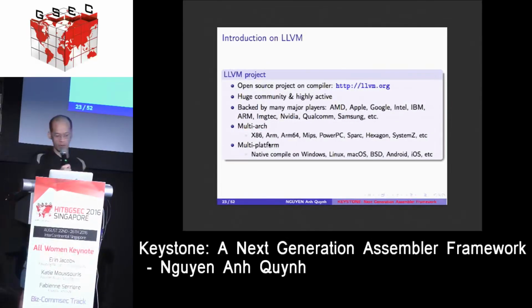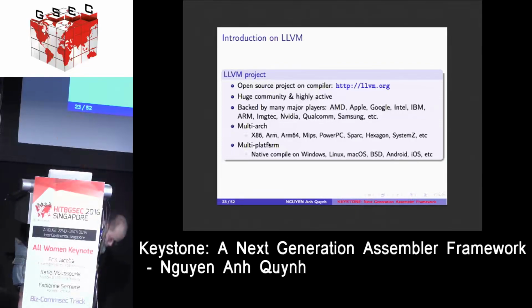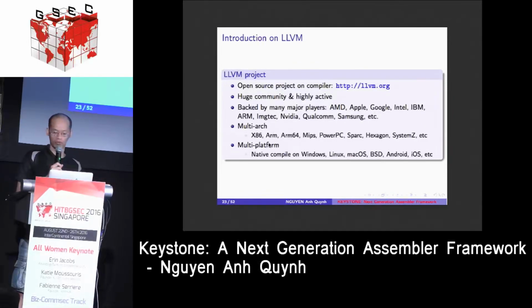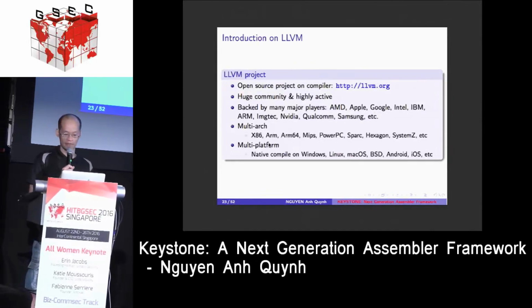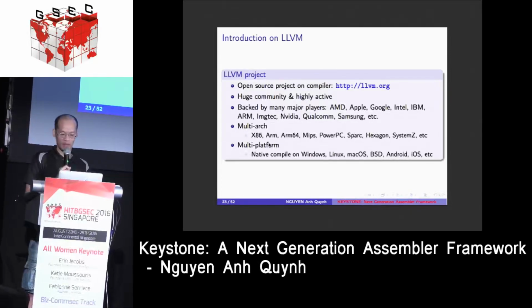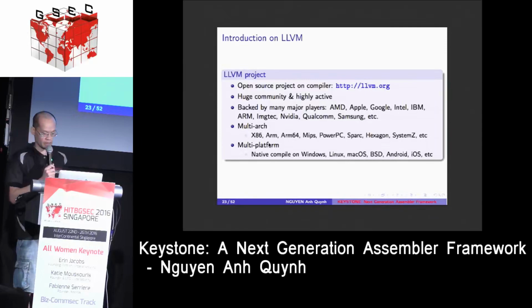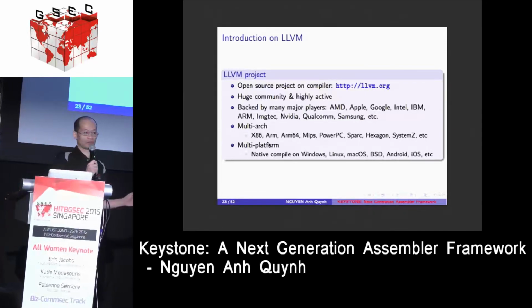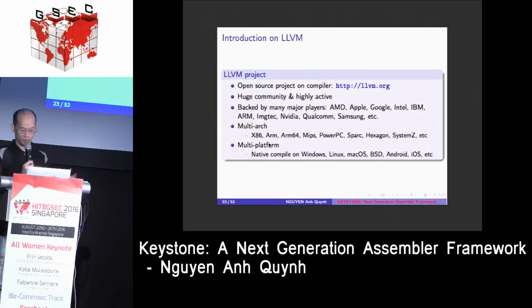LLVM is an open source compiler project, so you can build your own compiler based on LLVM. LLVM has a huge, very active community, and it's backed by a lot of CPU vendors, because each CPU vendor wants to build a compiler for their CPU, right? So they back LLVM to make it work for their CPU. LLVM is backed by AMD, Apple, Google, Intel, IBM, ARM, IMG Tech, NVIDIA, Qualcomm, Samsung, and a lot of other companies. It works on all kinds of platforms. So LLVM is a very nice project.